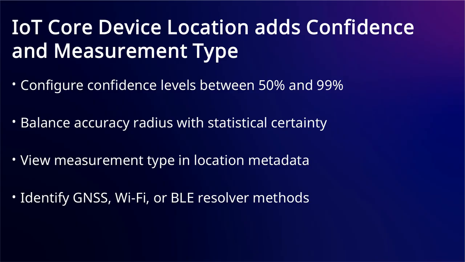You can view measurement type in location metadata to understand whether GNSS, Wi-Fi, or BLE resolvers determine each location. You can identify GNSS, Wi-Fi, or BLE resolver methods to assess data quality, debug positioning issues, and make decisions based on how locations were determined.